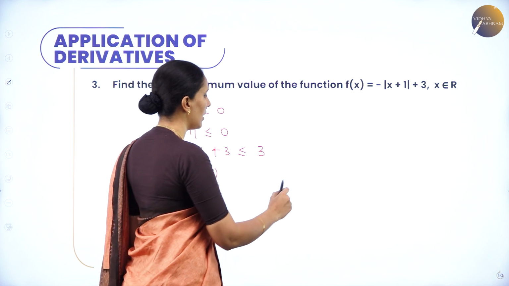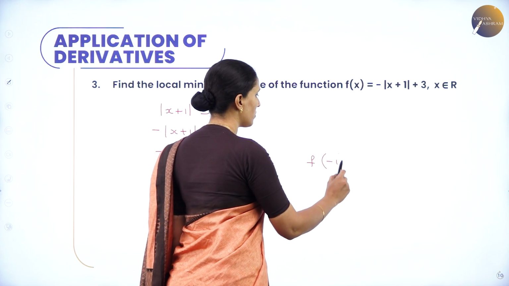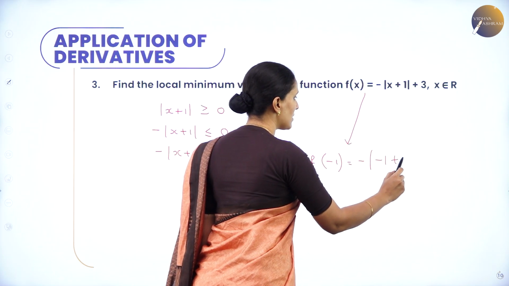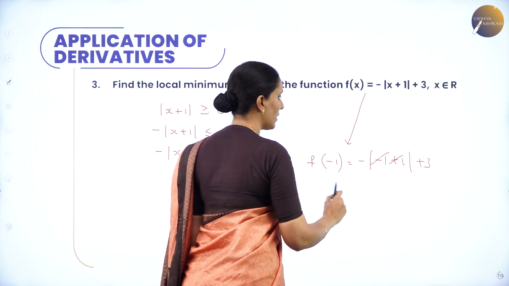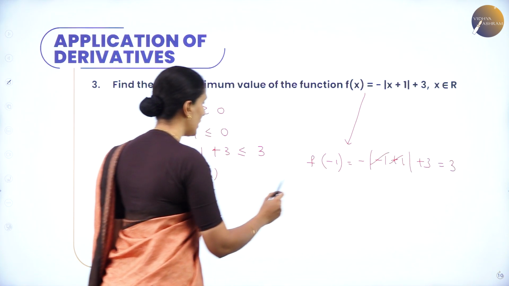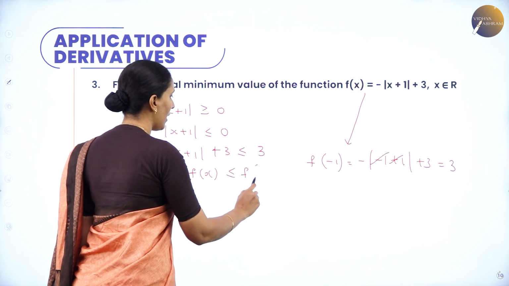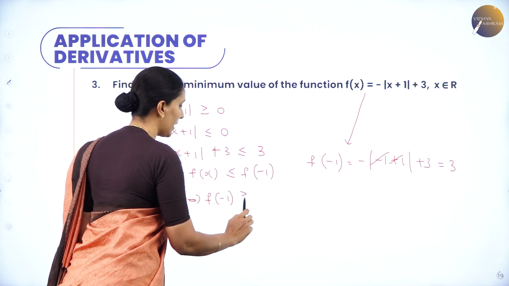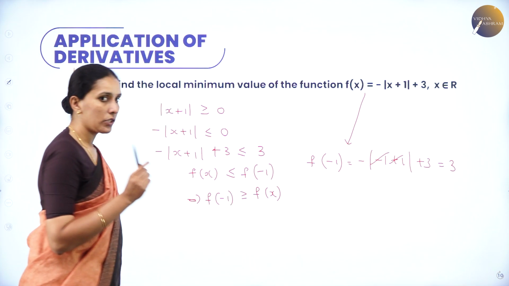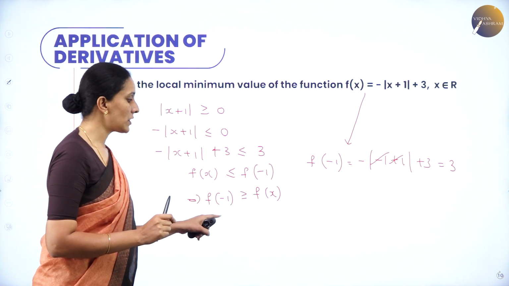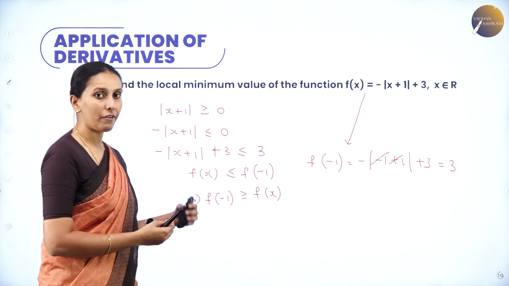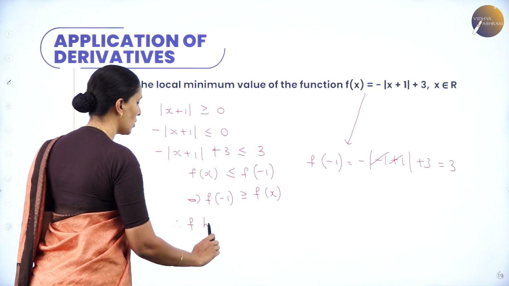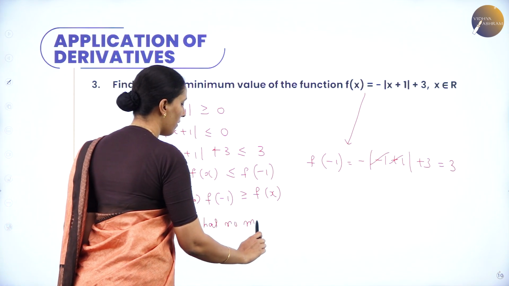Now, this 3, I will consider this as f of minus 1. If you put here f of minus 1, minus mod of minus 1 plus 1 plus 3, minus 1 plus 1 gets cancelled, we will get the value of 3. So instead of 3, I can write this f of minus 1. So clearly f of minus 1 is greater than or equal to f of x. According to the definition of local minima, f of c should be less than f of x. But here we are getting f of c is greater than f of x. That means here f has no minimum value.